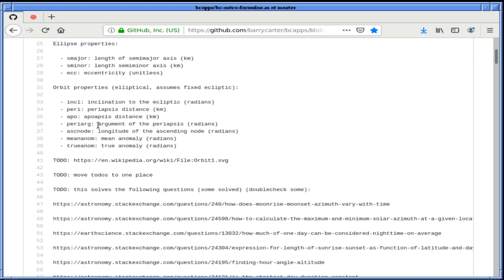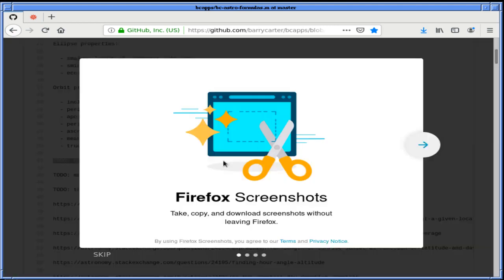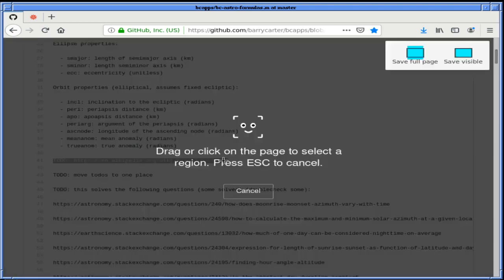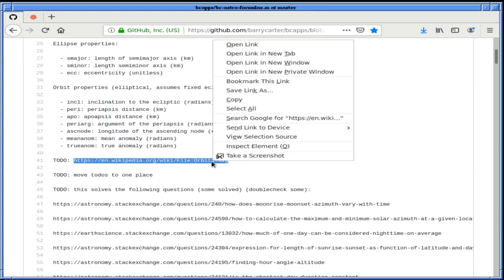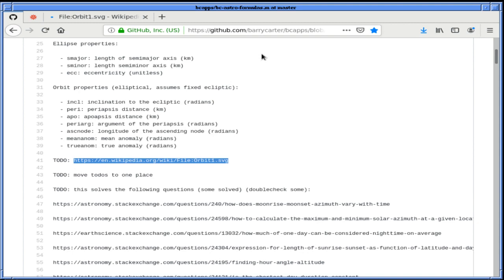Now, the argument of the periapsis. Do I actually have, I think maybe I did this because I didn't know what I was doing. Whoa, no, that's not what I meant to do. Oh. Sometimes if it wrecked, there we go.